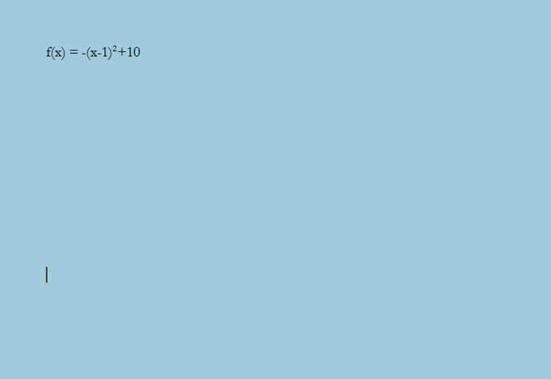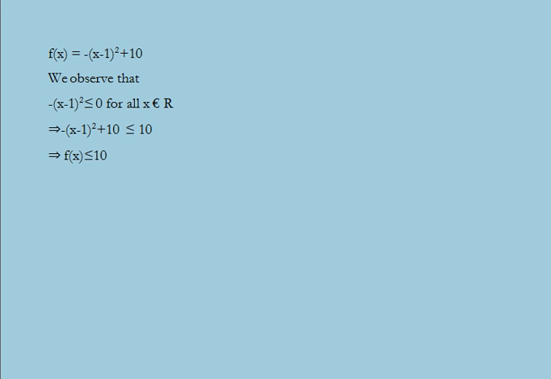Now let us consider the function f given by f(x) equal to minus (x minus 1) whole square plus 10. Clearly the domain of function f is R, which is minus infinity to infinity, and we observe that minus (x minus 1) whole square is less than or equal to 0 for all x belonging to R, which implies that minus (x minus 1) whole square plus 10 is less than or equal to 10 for all x belonging to R, which means that f(x) is less than or equal to 10 for all values of x belonging to R. Now since f(1) is equal to minus (1 minus 1) whole square plus 10, which is equal to 10, therefore f(x) is less than or equal to f(1) for all values of x belonging to R. This follows that f(1) equal to 10 is the maximum value of function f, and the point of maximum value of f is x equal to 1.